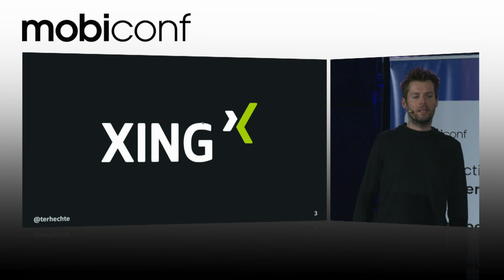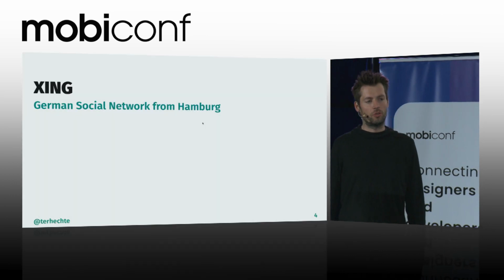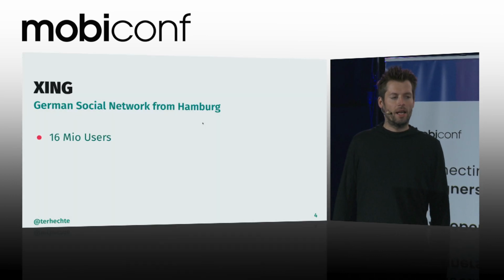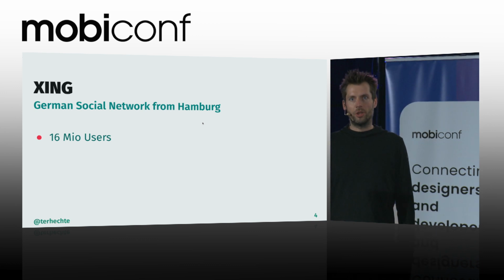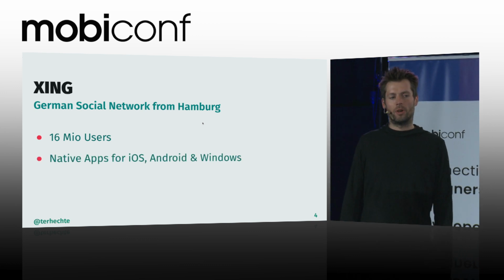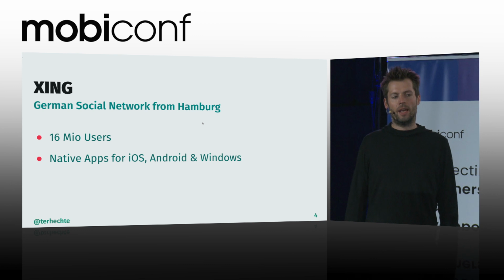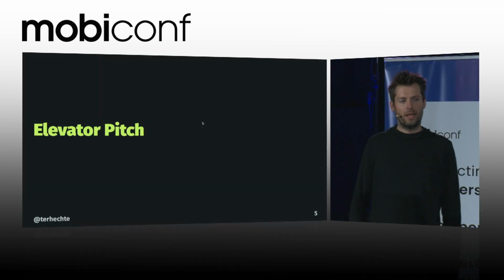Now, XING is a German social network located in Hamburg. We have roughly 60 million users. We have native apps for iOS, Android, and Windows. And we also have, obviously, web and mobile web.